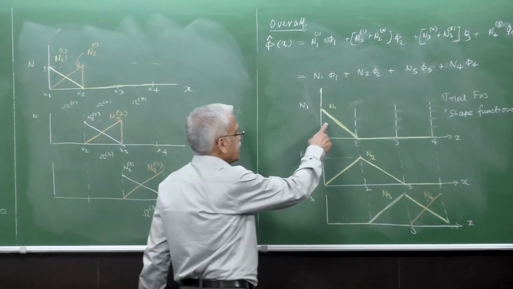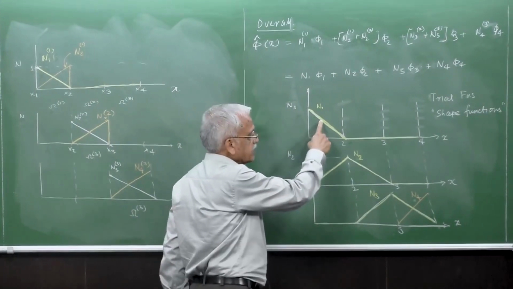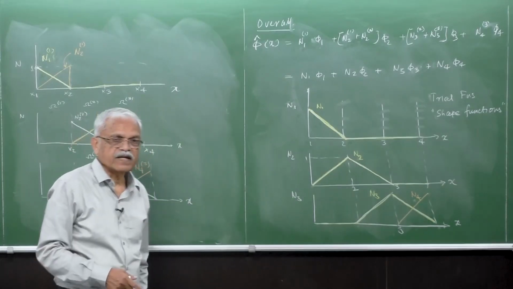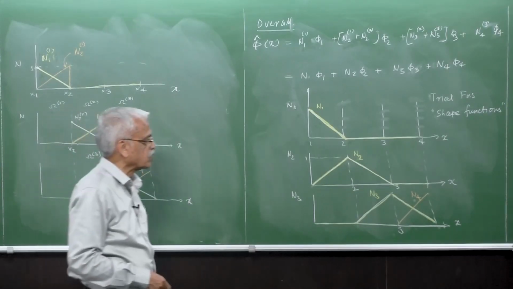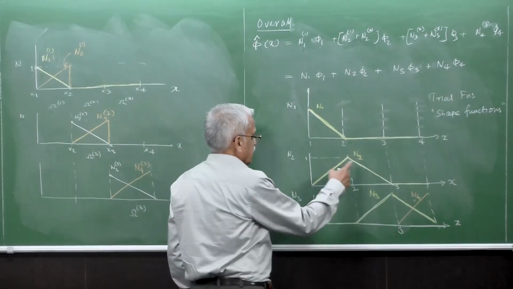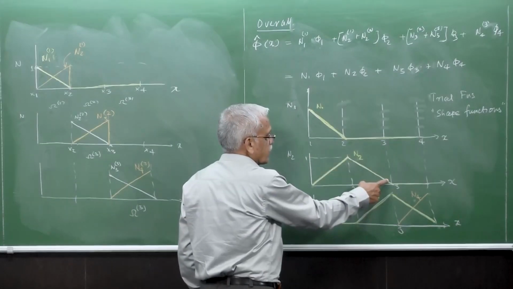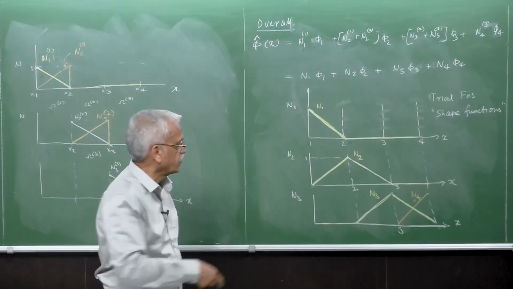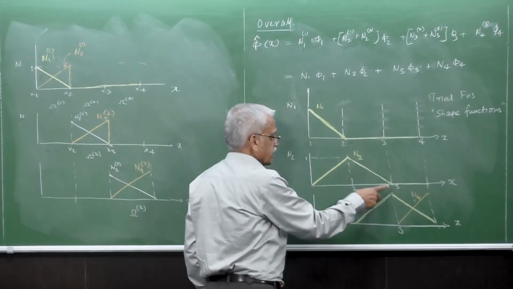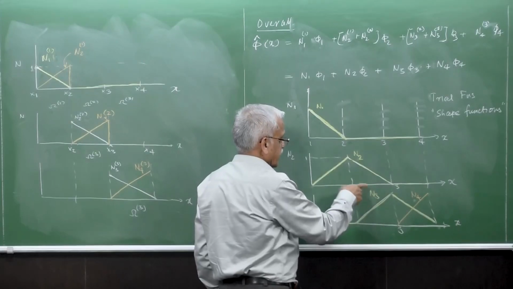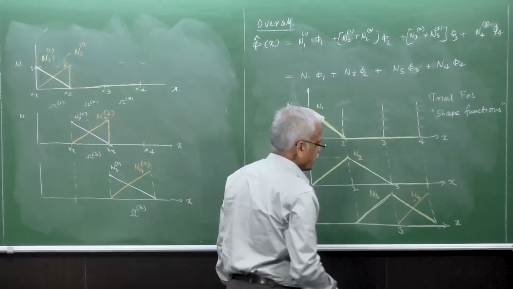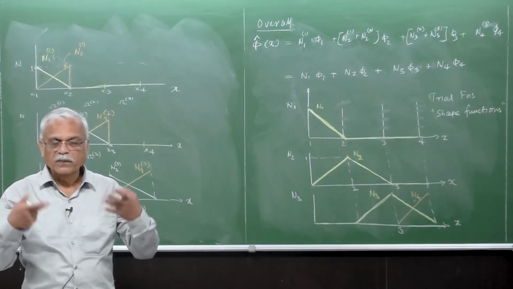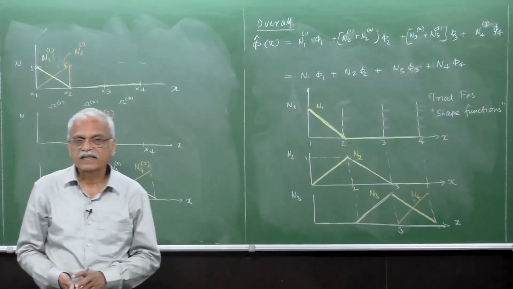For example, here this shape function has an expression like what? It is x2 minus x divided by x2 minus x1, right? And the same thing holds good for this also. For this one here, it is nothing but x3 minus x divided by x3 minus x2, and the same thing here. So these shape function expressions are very repetitive, or exactly the same.